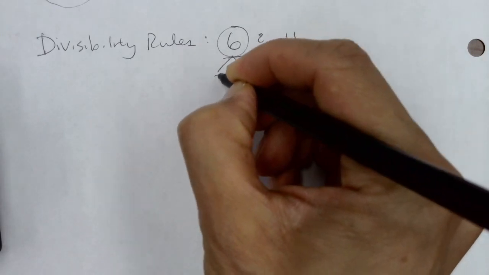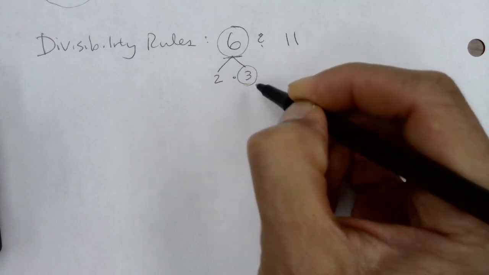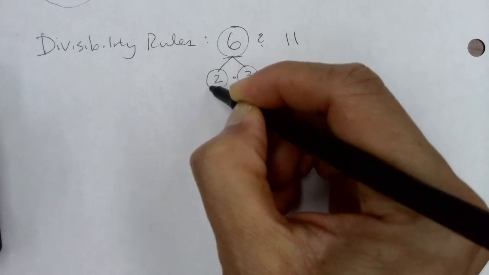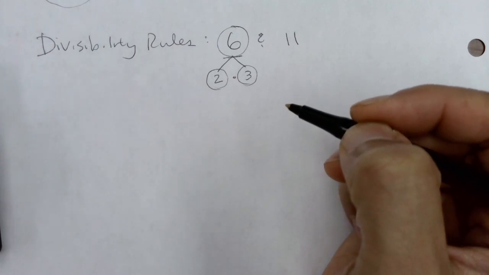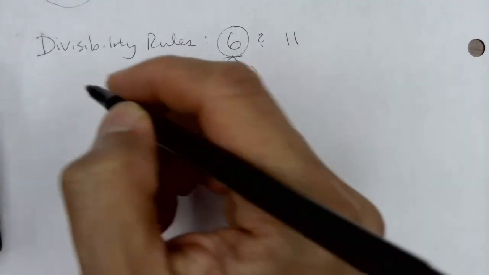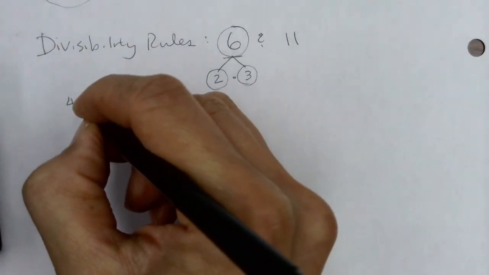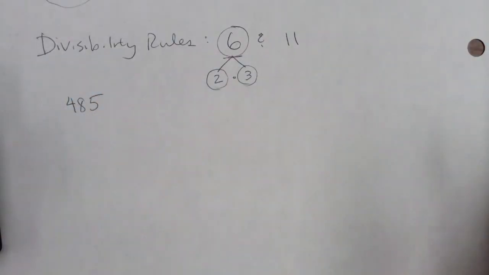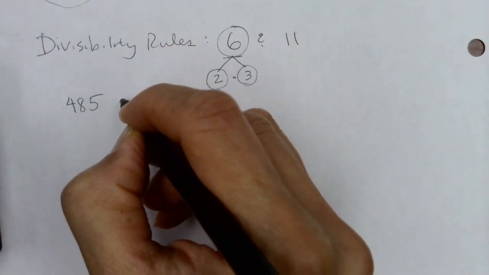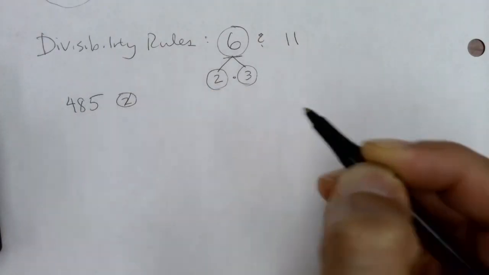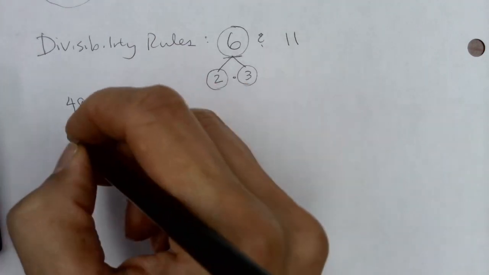In other words, 6 is 2 times 3. So if it's divisible by 3 and by 2 at the same time, then it's going to be divisible by 6. And so you simply take a number such as 485, and you can already tell it does not meet the test for divisibility by 2 because it's not even. So therefore it is not divisible by 6.